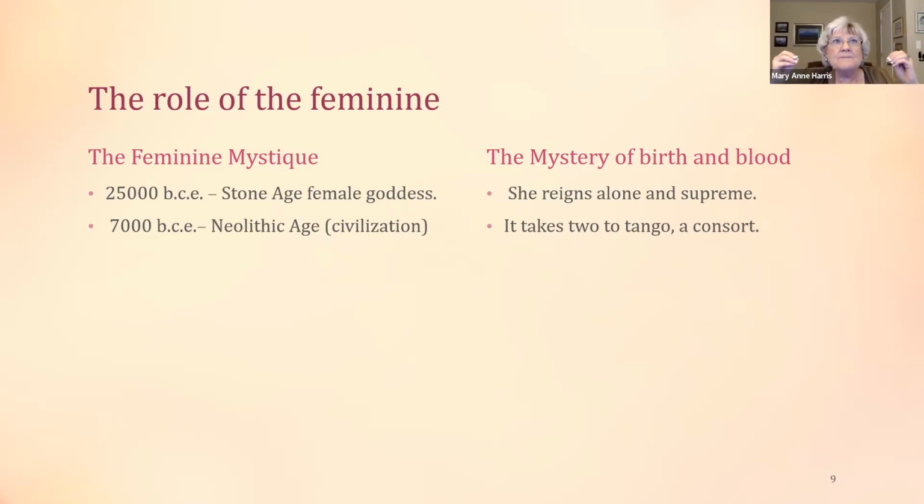But humankind began to understand that the woman did not give birth alone, which previously was just a magical thing. And as Mama used to say, they decided it takes two to tango. But the man was a consort. In other words, he had no power. Think of Queen Elizabeth and Prince Philip. He was her consort, but he did not have power. Okay, so these things continue to play out even to today.